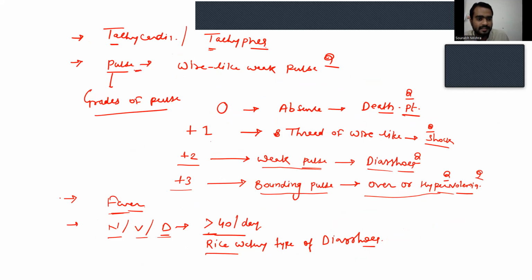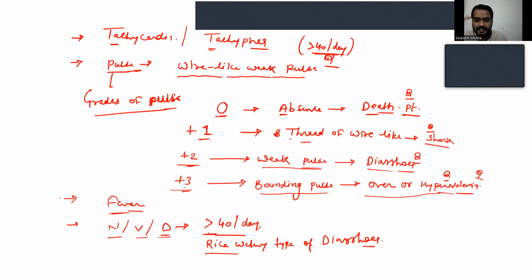Which type of pulse do you notice in diarrhea condition? Here diarrhea is more than 40 times per day, so too much water or fluid is lost. So the patient's pulse is wire-like weak pulse. For pulse, we discuss grades of pulse. There are four grades: 0, plus one, plus two, and plus three. 0 means absence of pulse, which you can see in a dead patient or dead individual.